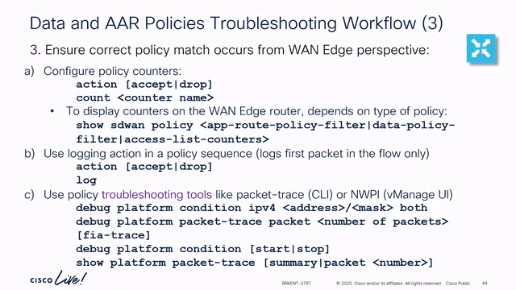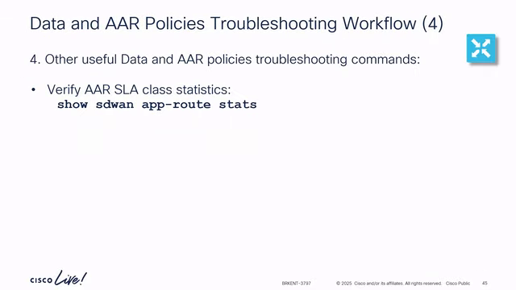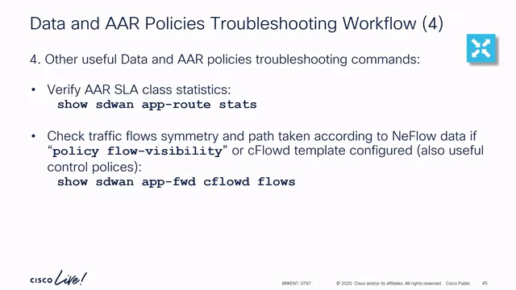Or NWPI from the vManage UI, which is also very powerful, and I'll give you examples of when vManage NWPI is better than packet trace. Other useful tools, this one you're certainly aware of if you have dealt with application-aware routing policies already, just to verify SLA statistics. Those other things you may not be so aware of compared to this one.